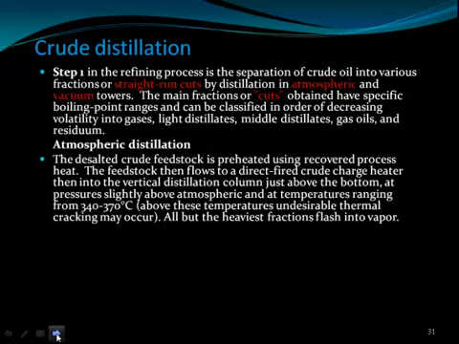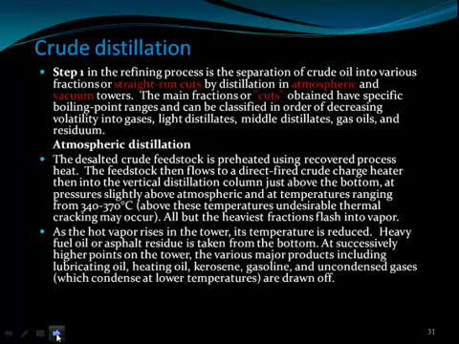So all but the heaviest fraction flash into vapor due to the heating, and as the hot vapor rises in the tower, its temperature is reduced. Heavy fuel oil or asphalt residue is taken from the bottom. At successively higher points on the tower, the various major products including lubricating oil, heating oil, kerosene, gasoline and unconsumed gases, which condense at lower temperatures, are drawn off.